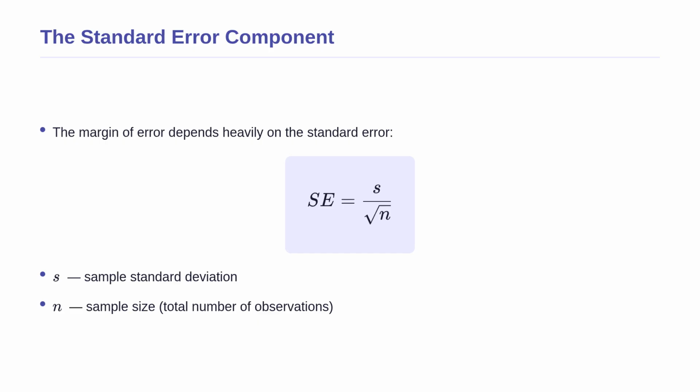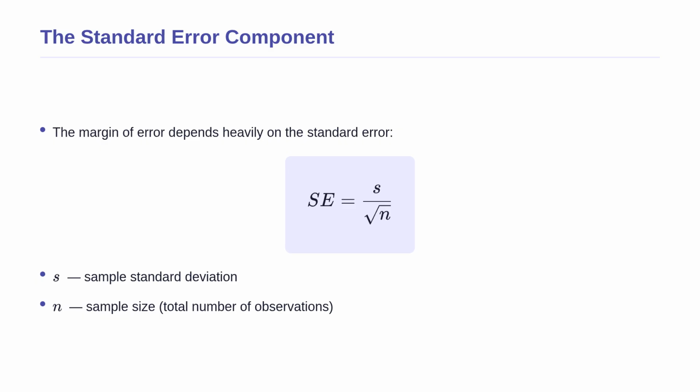Looking closer at the second half of our previous equation, we find a very important fraction known as the standard error. This part of the formula explains how spread out our data is and how many subjects we sampled. The symbol S represents the sample standard deviation, which measures how much the individual data points vary from each other. The symbol N is the sample size, meaning the total number of observations we collected.